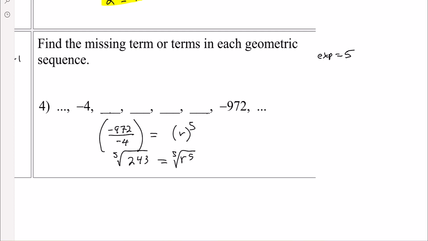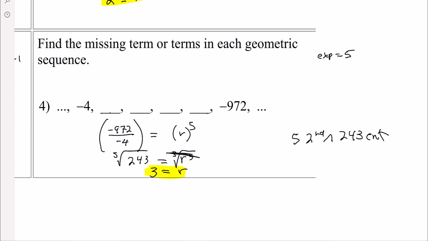And notice when you're taking the fifth root of something that's to the fifth power, remember those cancel, leaving just the r. And now I'm going to type in the calculator, 5, the second button, the caret button, 243, enter. And the common ratio is 3.